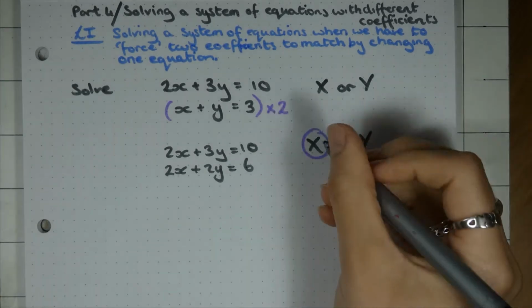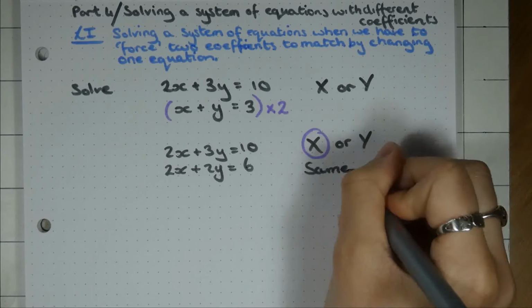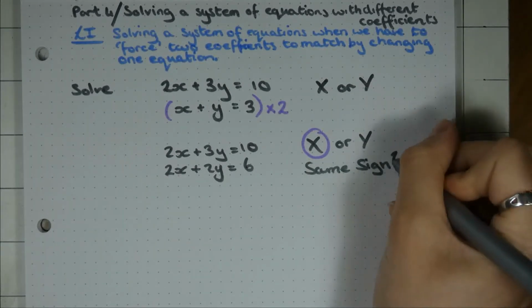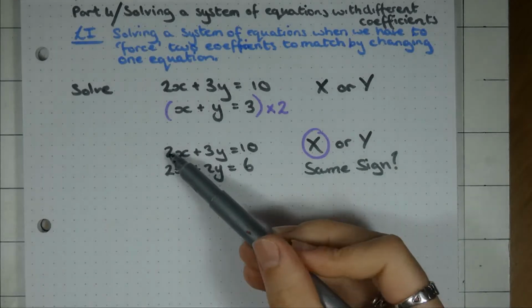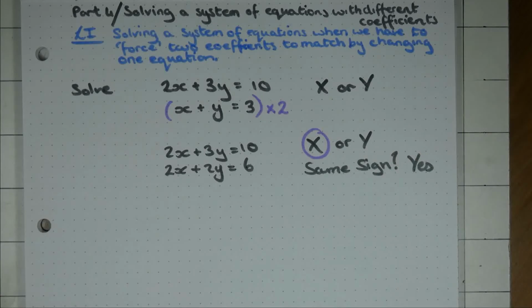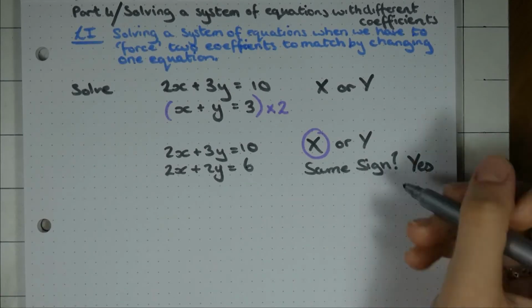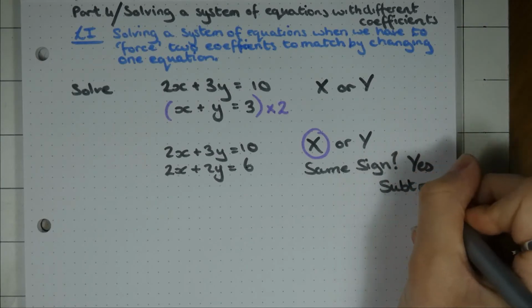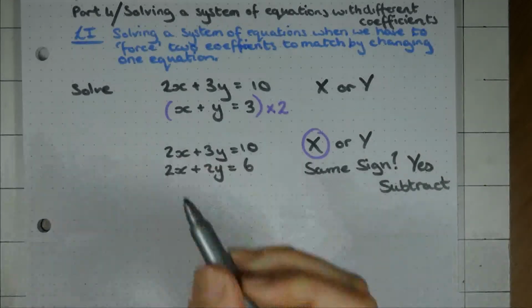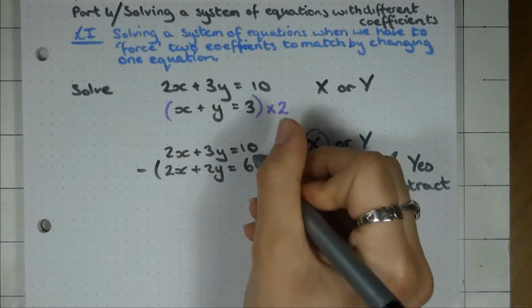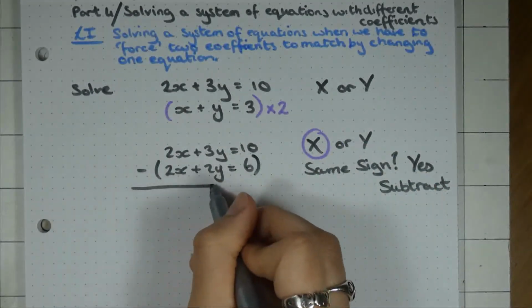And to know whether we're adding or if we're subtracting, we're going to ask ourselves, do we have the same sign? And in this case, positive, positive, yes, we do have the same sign in front of that x. Same sign, we go with the alliteration, same sign, subtract. So we are going to take away the second equation from the first equation in our chimney sum style.